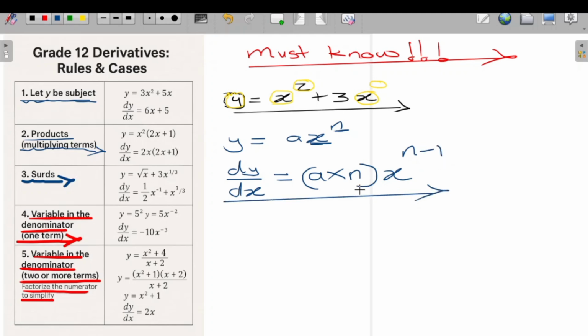You have to know this power rule. It is a must that you know this power rule if you want to pass calculus or ace this question in calculus. So the power rule.